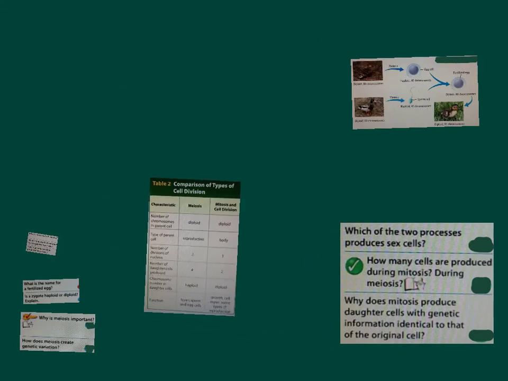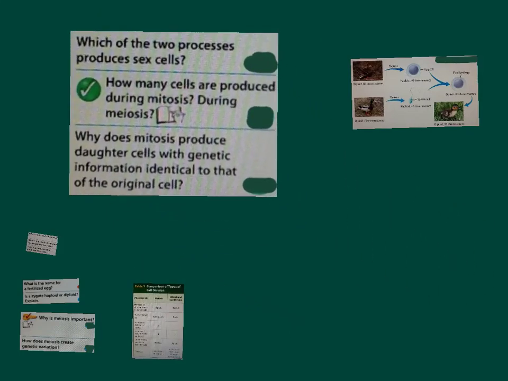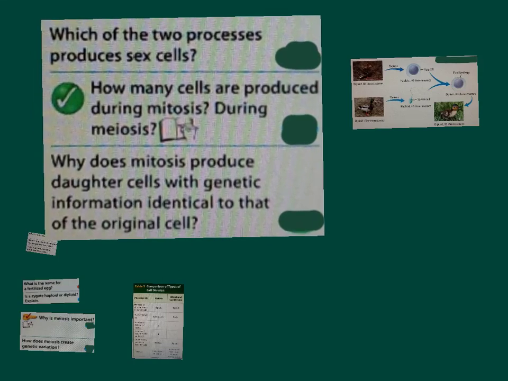Okay, so one last group of questions for you, please. Which of the 2 processes produce sex cells? You're writing one of these 3 questions and answering them in your science journal. Second one, of course, is the reading check question. How many cells are produced during mitosis? Then how many are produced during meiosis? The third question, why does mitosis produce daughter cells with genetic information identical to that of the original cell?